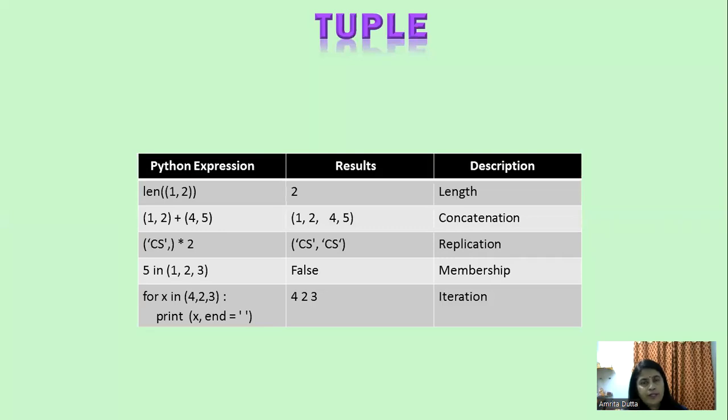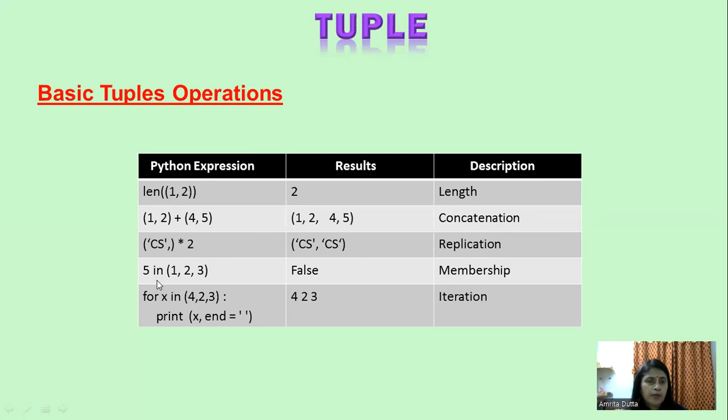Now, these are the basic tuple operations. As we have seen in case of list also, the len function is used to find out the length of the tuple, that is, how many elements are there in the tuple. Then we can use a concatenation operator, that is plus. Then the third one is a replication operator. So CS into 2 will give you CS CS. So replication will be there.